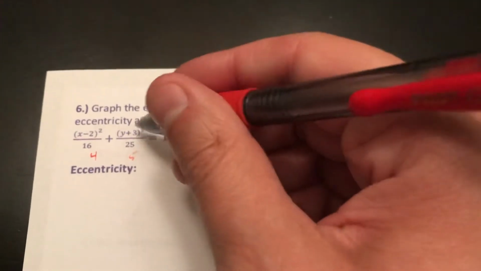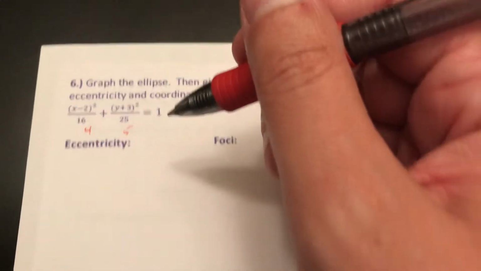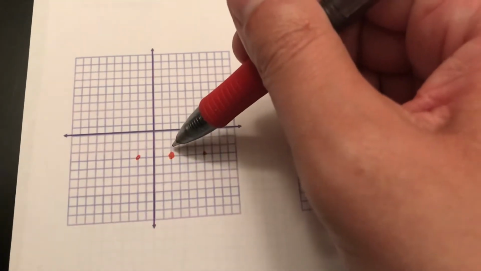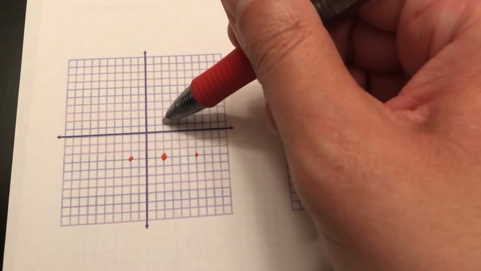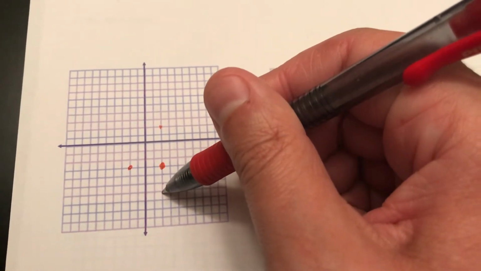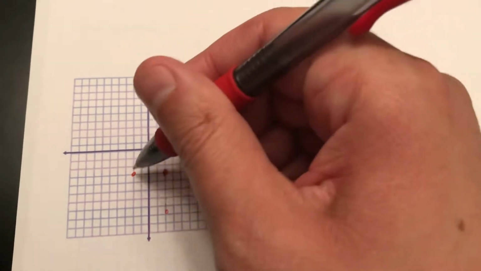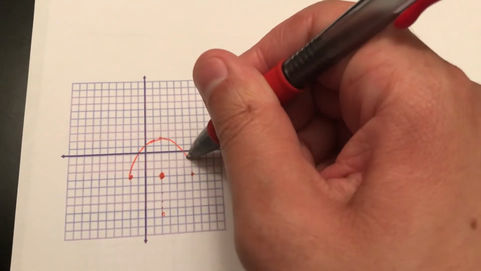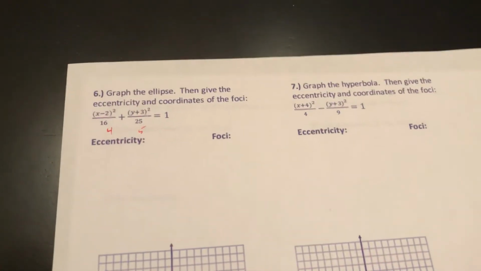That's going to be a squared there, so a is going to be 5, and that's in the y direction. So I'm going to go up 5, 1, 2, 3, 4, 5, and I'm going to go down 5, 1, 2, 3, 4, 5, and my ellipse would look something kind of like this. All right. Other things we need to do here.